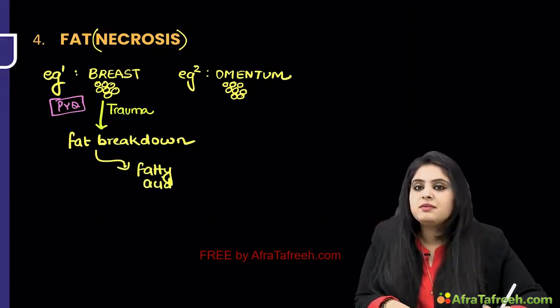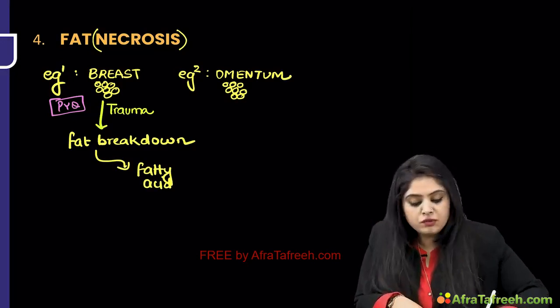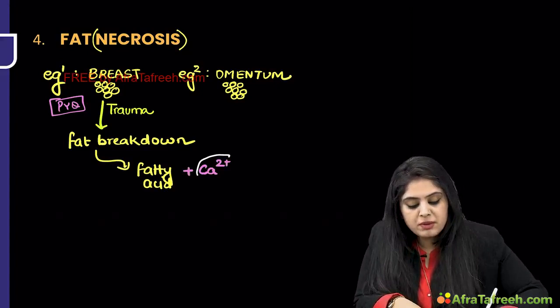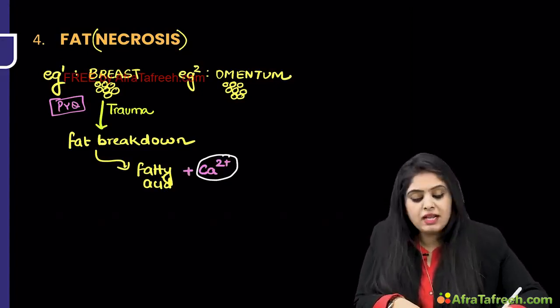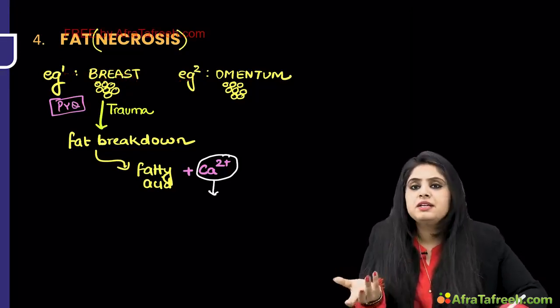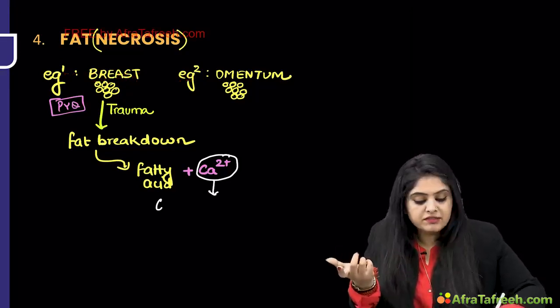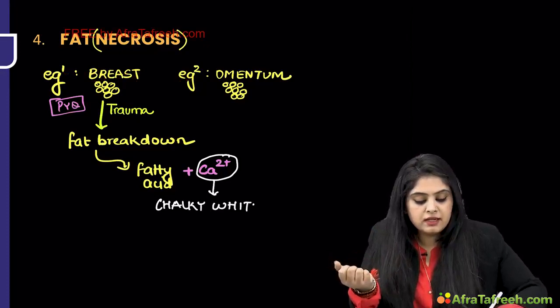And is there a property? Remember in school, fatty acid always used to combine with what? Fatty acid used to combine with calcium. Remember saponification of fat. Fatty acid always used to combine with calcium. And what is the color of calcium? Calcium looks like a chalk. Everyone has seen. Calcium looks chalky white in color.